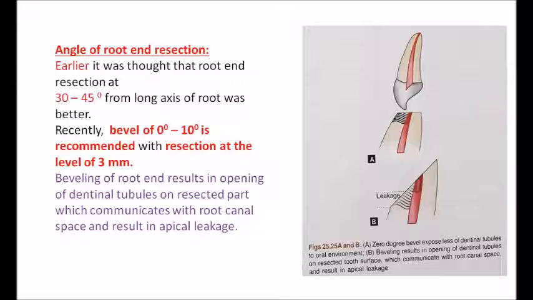So beveling of the root end opens the dentinal tubules on the resected part, which communicates with the root canal space and results in apical leakage. The beveling is shown here in picture B, where there can be leakage, and the root end resection at 0 to 10 degrees. Because of this leakage, the angulation or beveling of the root end is minimized to 0 to 10 degrees. Before, it was 30 to 45 degrees, which caused much leakage.